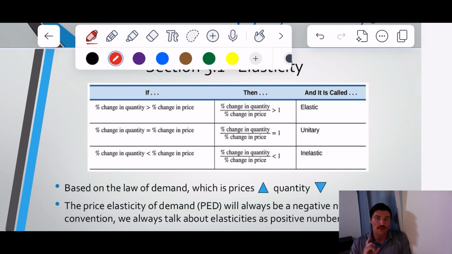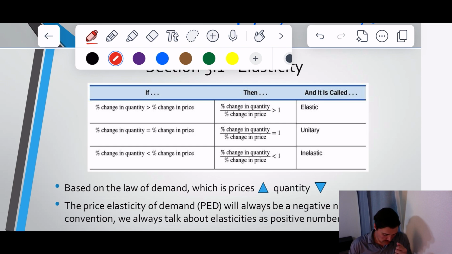Let's actually do the calculation for elasticity. Now, remember again, it is the percent change in quantity divided by the percent change in price. From there, we'll get a number, and then we can interpret that number as either elastic, unit elastic, or inelastic. Now, remember, elastic shows us we're going to have a bigger change in quantity. Inelastic is going to show us a very small change in quantity.